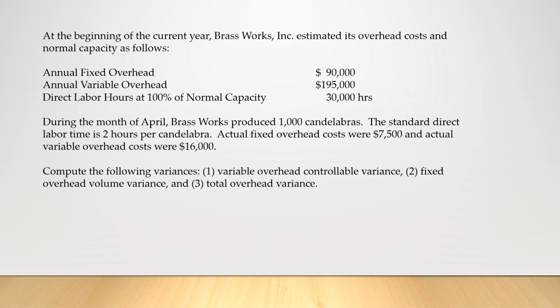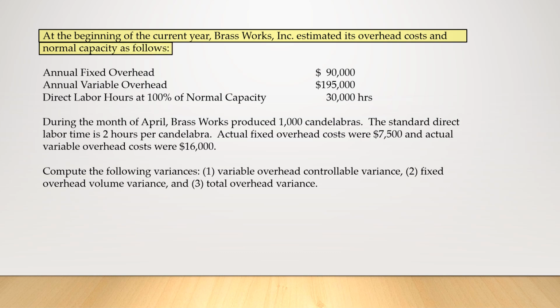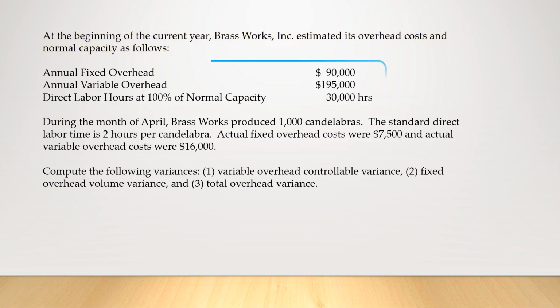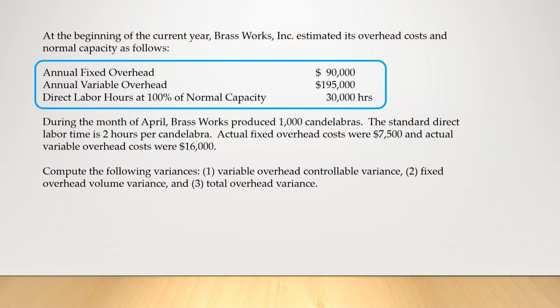Let's skip ahead a few pages to page 14 and tackle Brassworks overhead variances. At the beginning of the current year, Brassworks Incorporated estimates its overhead cost and normal capacity as follows. Annual fixed overhead, $90,000. Annual variable overhead, $195,000. Direct labor hours at 100% of normal capacity, 30,000 hours.